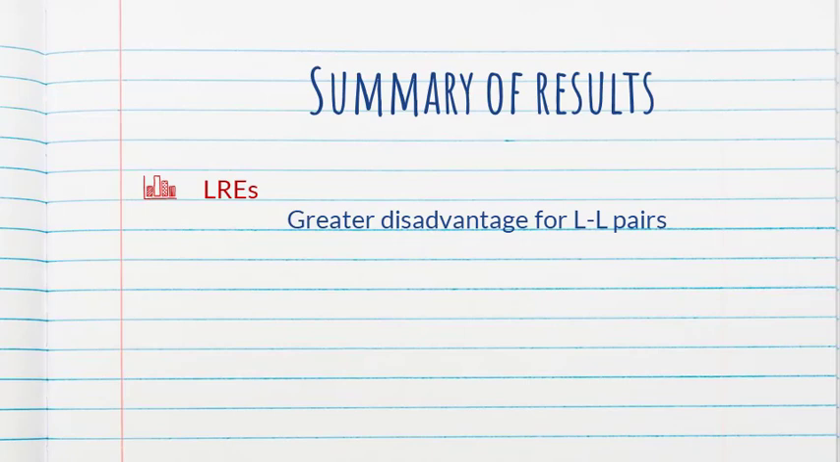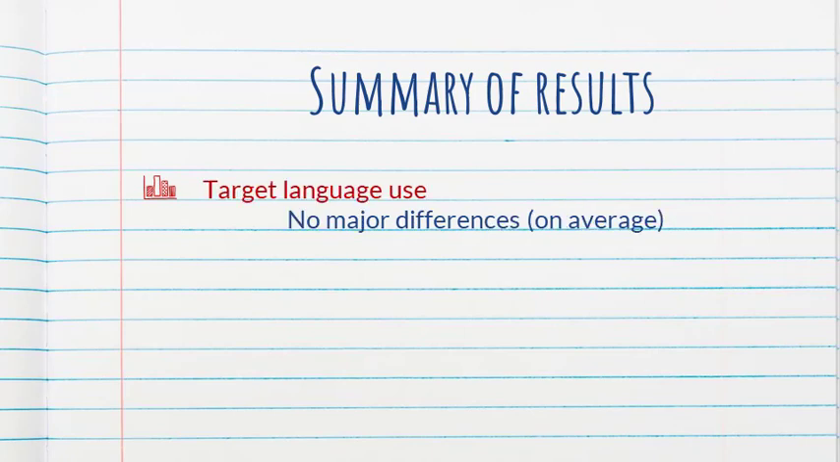Let's look at the results in terms of language-related episodes. The pairs composed of 2 low proficiency learners had the lowest number of episodes on average, and they did not resolve them correctly as frequently as the other pairs. With respect to target language use, there were no major differences, at least on average.